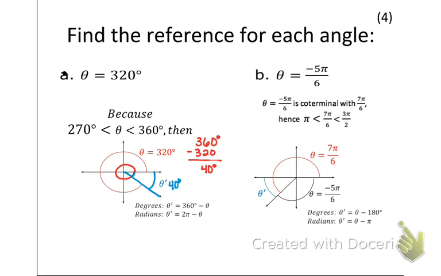In problem B, this is slightly different because we were given a negative angle value. We could graph this negative angle value, but it can sometimes be very difficult to figure out the reference angle because the reference angle is always positive. So an easy way to approach this problem is to find a positive coterminal. This problem has already done it for you, but we could find a positive coterminal by adding 2 pi. And therefore we get 7 pi over 6 as our positive coterminal.